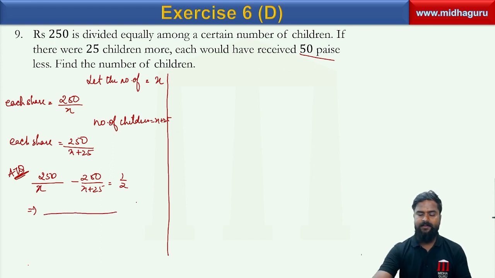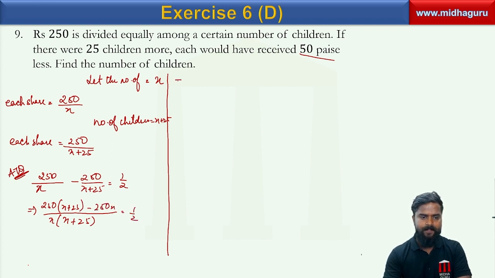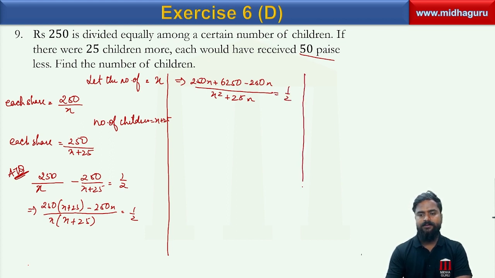So taking the LCM as x into x plus 25 and multiplying 250 to x plus 25 minus 250x is equal to a half. So we have 250x plus 250 into 25, which will give us 6250, minus 250x divided by x square plus 25x, which is equal to 1 by 2.